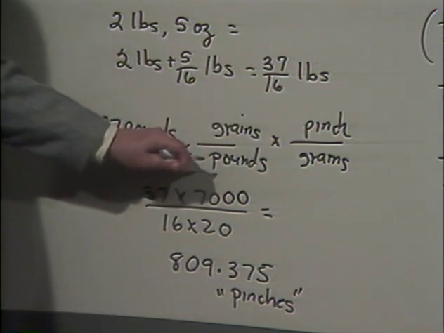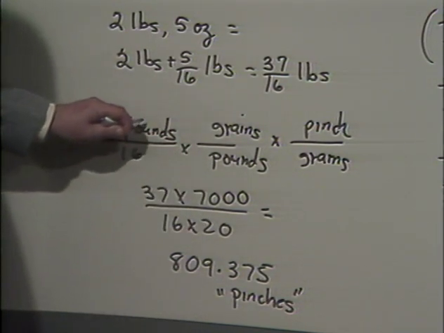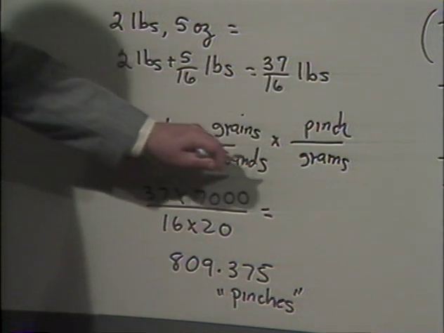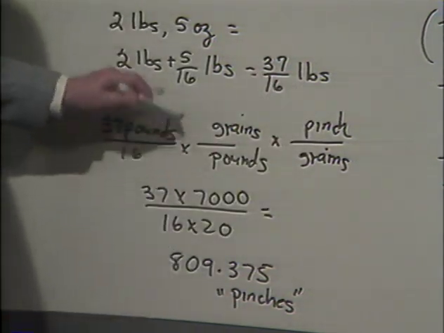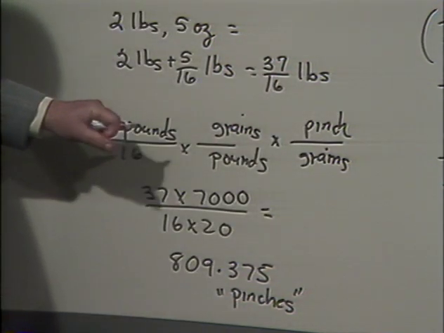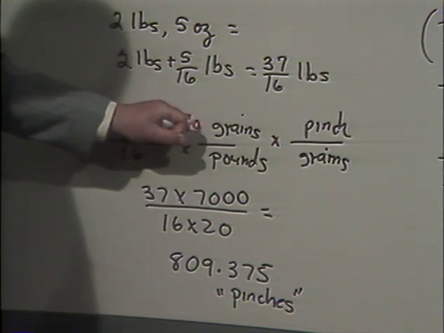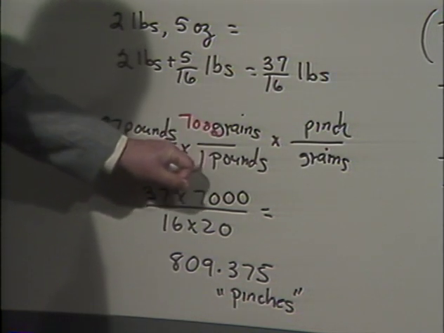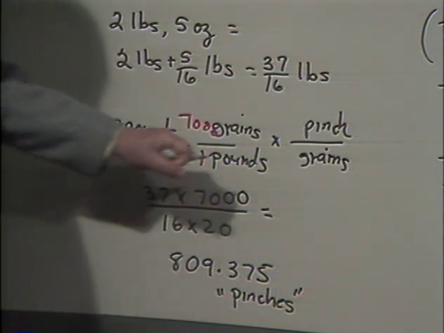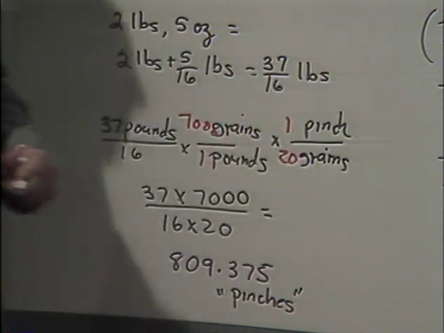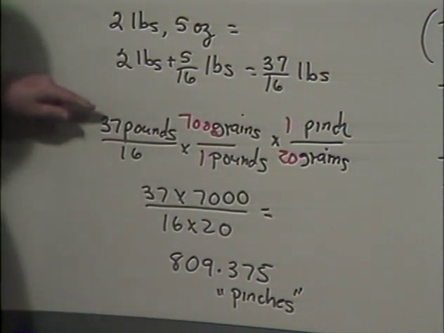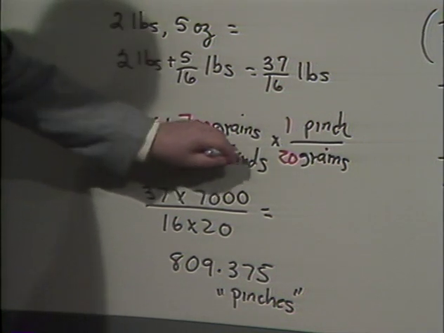So I wrote out the dimensional analysis myself. I went from pounds to grains, and then from grains to pinches. And I looked up what I found. I found out there were 7,000 grains in 1 pound. Then I found out that there were 20 grains in 1 pinch. See, I'm practicing what I preach now. See, I check my dimensions.